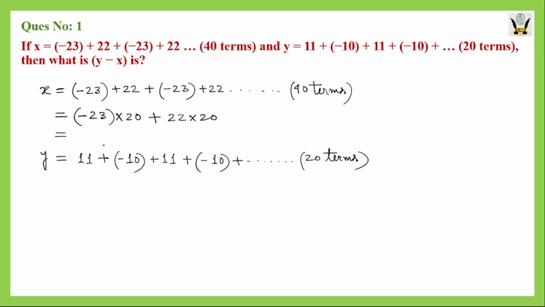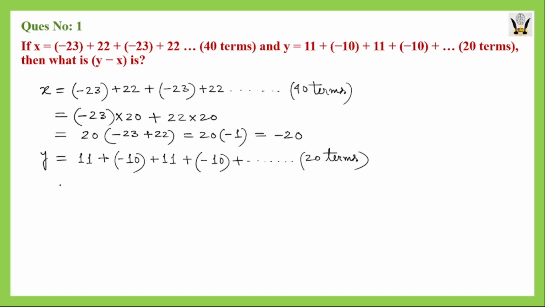Now if we apply the distributive law of multiplication, then what we can see is 20 is the common factor here. So if we take 20 common, then within the bracket we will have minus 23 plus 22. So finally it will be 20, and from here we will have minus 1. That means finally the value of x will be minus 20.